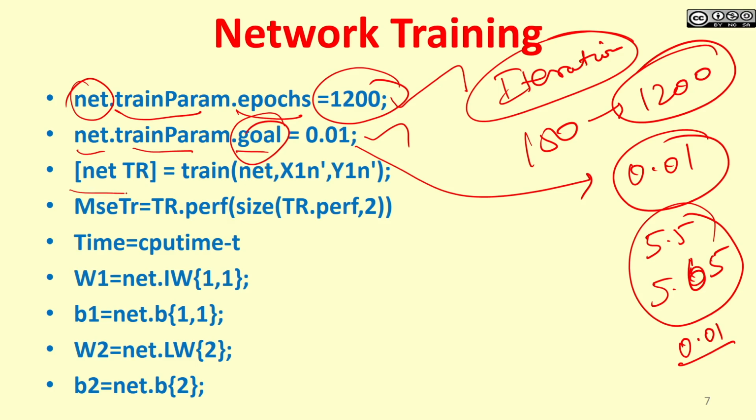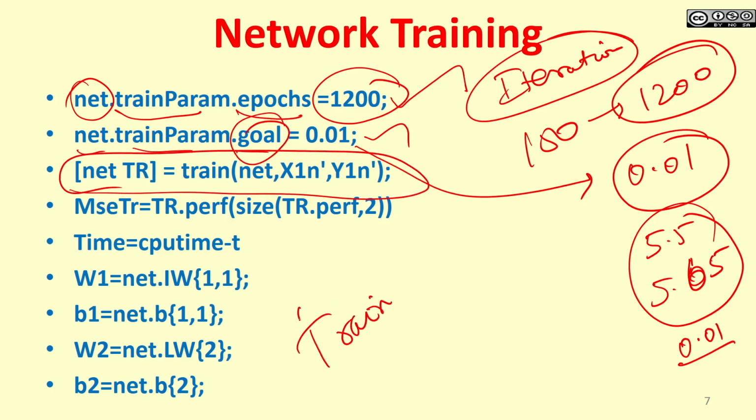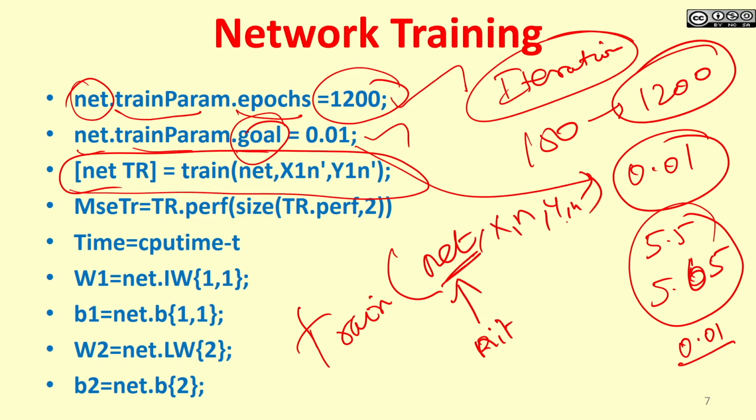Now, look at this command. This is a very important command, the train command. Inside the train, what are we giving? Net. This net is the initial net that is created, and x1n, y1n. I already told you that x1n is the training input, y1 is the training target. Why is this normalized? Why is this transpose there? Because the net is created like that. See, net, transpose, tr, we need that.